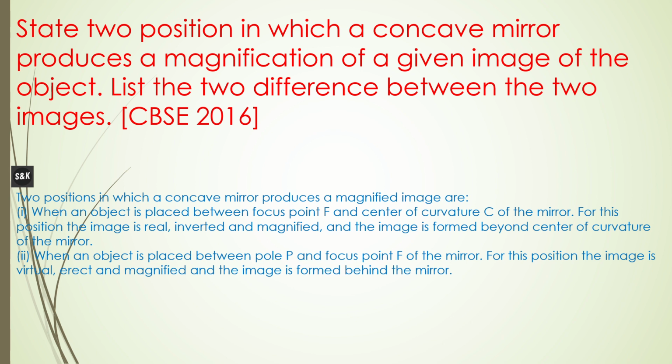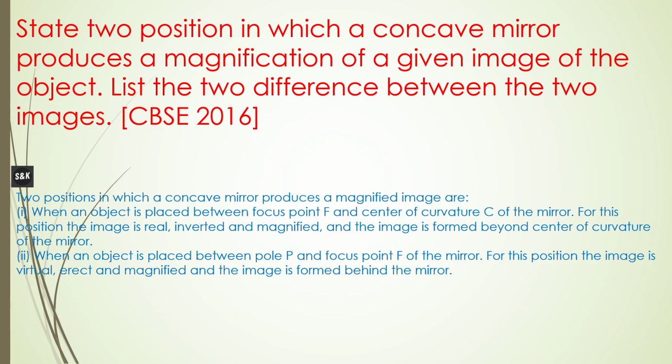List two differences between the two images. Two positions when a concave mirror produces a magnified image are: A. When the object is placed between the focus and the center of curvature. For this position, the image is real, inverted, magnified, and the image is formed behind the center of curvature of the mirror.